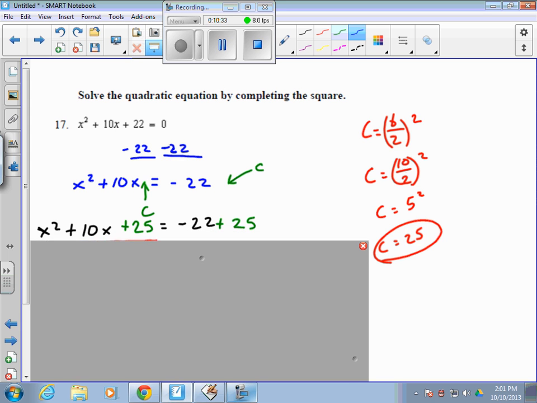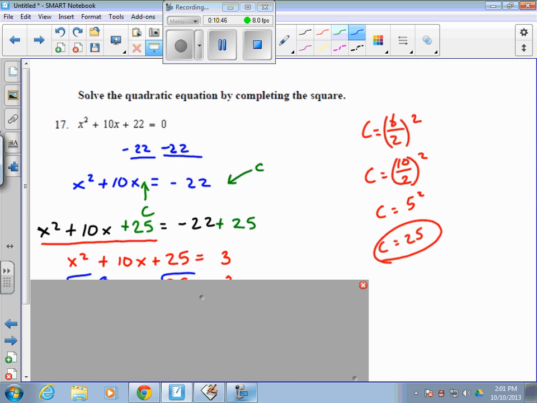So you have x squared plus 10x plus 25, adding in the value of c. But since you add it on the left side, you have to add in 25 on the right side. So we have a perfect trinomial now. X squared plus 10x plus 25 equals, when you add negative 22 and 25 together, you get 3.